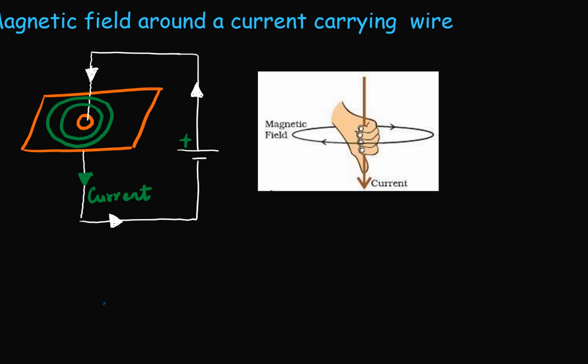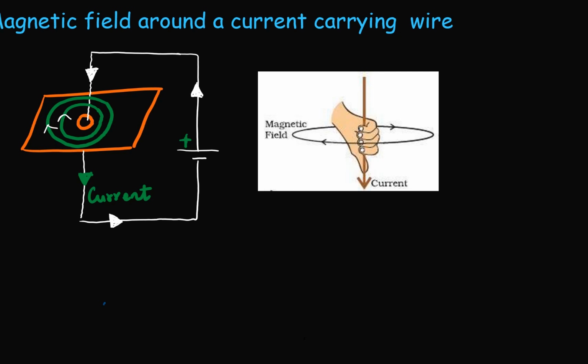If I have to show the direction of the magnetic field lines, I could just have put arrows like this, because this is exactly what the diagram to the right indicates: you're going to grip your wire in such a way that the finger will point in the direction of the current, and the curled fingers will show you the direction of the magnetic field lines.